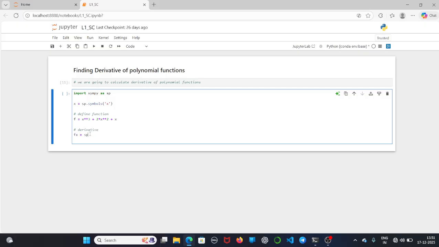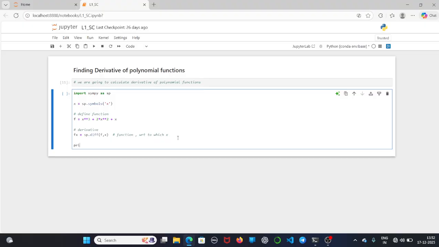So what I'm going to write is sp.diff. sp.diff is the function which calculates the derivative of the function which we pass into it. We are going to pass f, and tell it to calculate the derivative of f with respect to x. The first parameter we passed is the function of which we need to calculate the derivative, and the second is with respect to which variable we calculate it. That's why I've passed the second parameter as x, right?